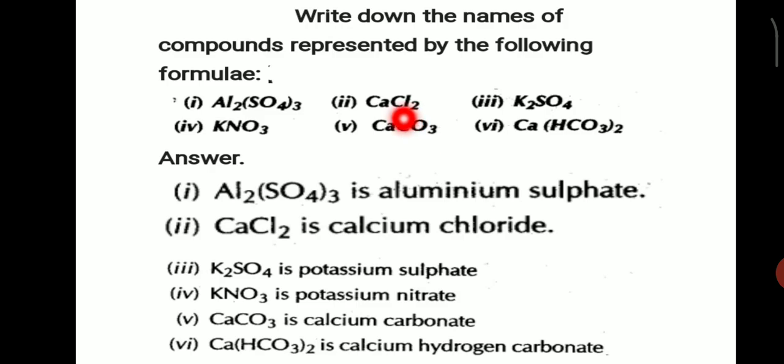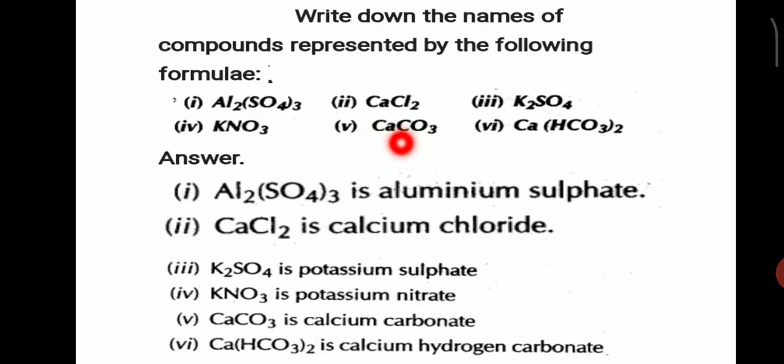CaCl2. Can you name this? Ca means calcium. Cl means chlorine, but when it is combined with a metal, its name is changed to chloride, a negative ion. So we will name it calcium chloride. Next is K2SO4. K means potassium, SO4 means sulfate. So its name is potassium sulfate. KNO3: K means potassium, NO3 is nitrate. So potassium nitrate.